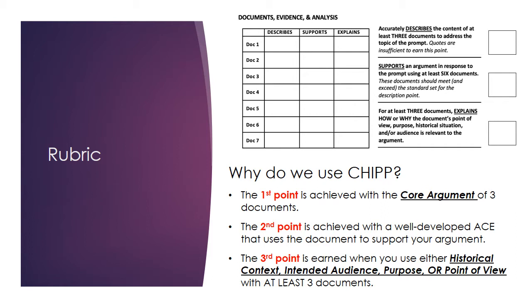The first point is achieved with the core argument of 3 documents. So if you explain those 3 documents, that's how you get the first point. The second point is achieved with a well-developed ACE that uses the document to support your argument. The third point is earned when you use either historical context, intended audience, purpose, or point of view with at least 3 documents.